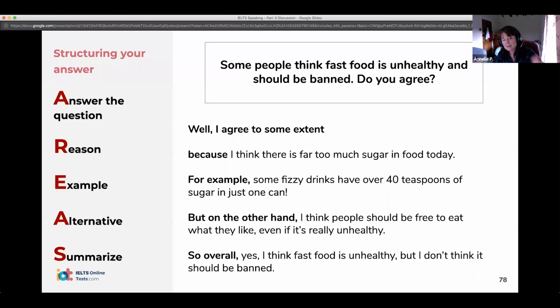Like this, 4 or 5 sentences is a good part 3 answer, basically. It's long enough without you going on too long and getting a bit lost, which is another thing that happens. Don't have to talk forever. That's enough. Yeah, and then you can move on to the next one.